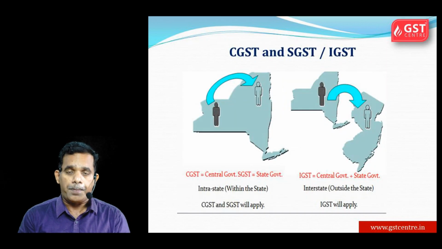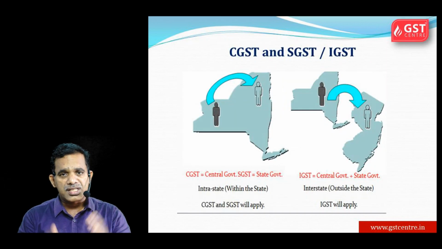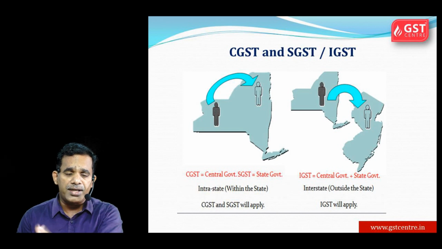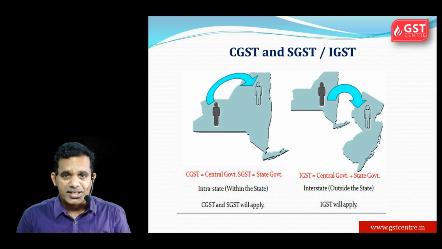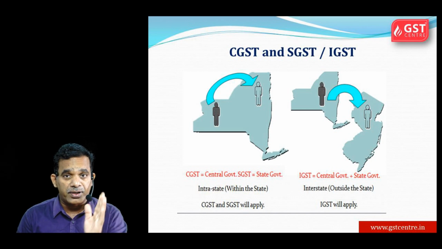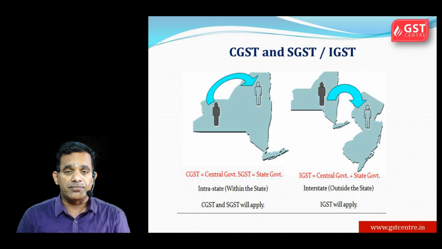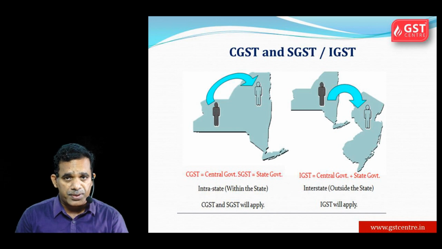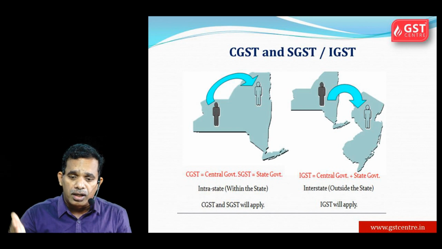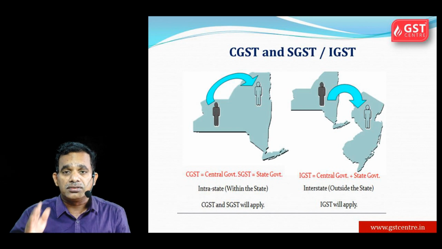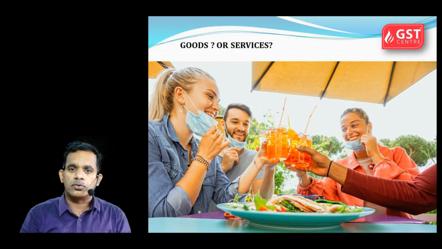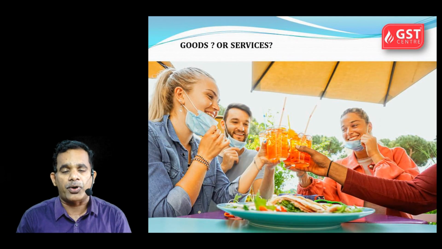Then, as you know, these tax rates are used for CGST, SGST, and IGST. For example, in intra-state supply, CGST and SGST will be applied at 50% each. Means if the tax rate is 12%, 6% CGST and 6% SGST will be applied. And if it is an interstate supply, 12% IGST will be applied. So I hope you understood all these points.